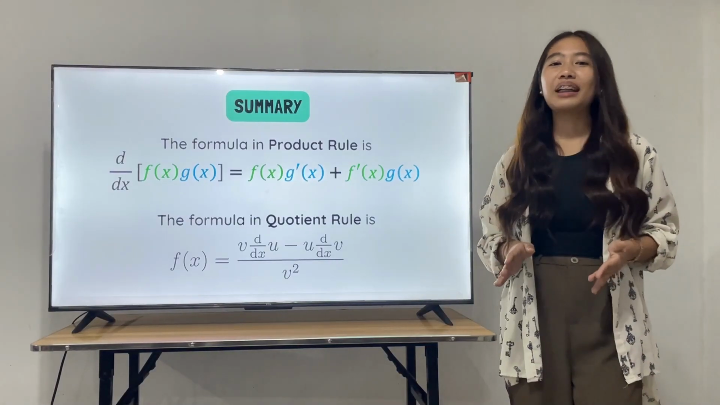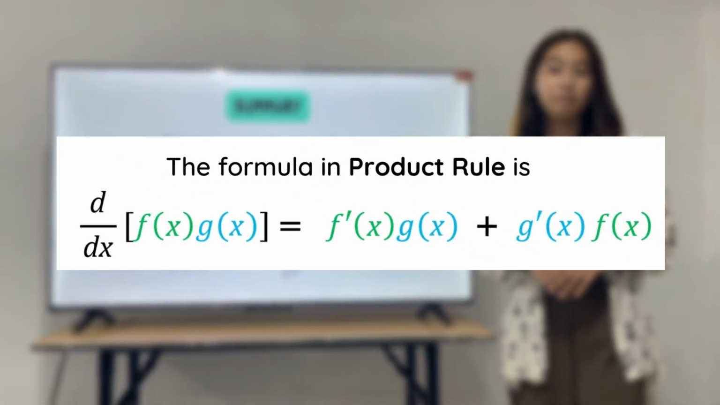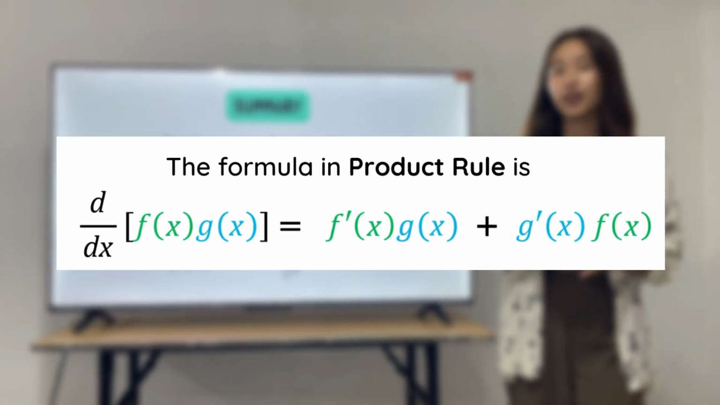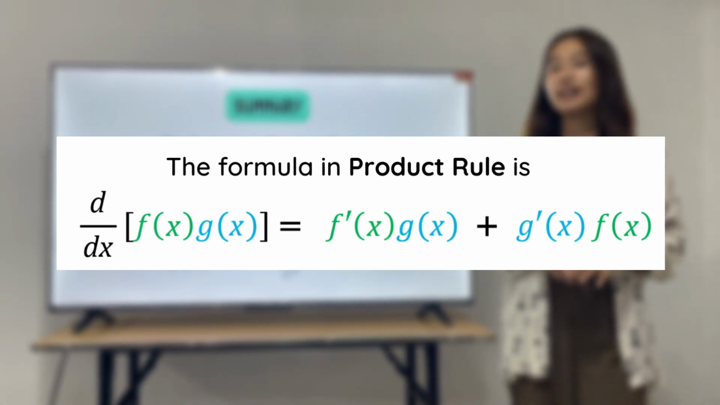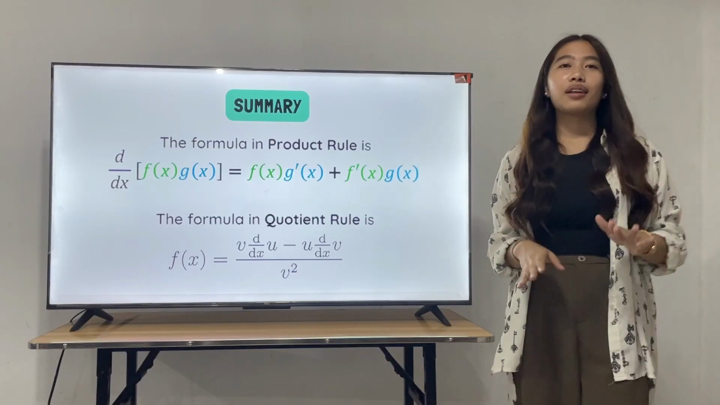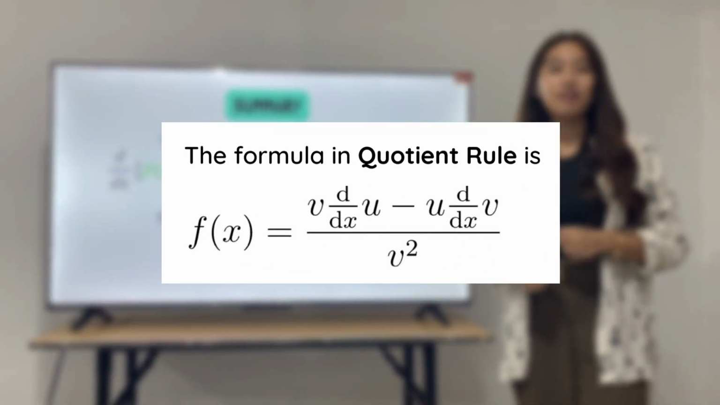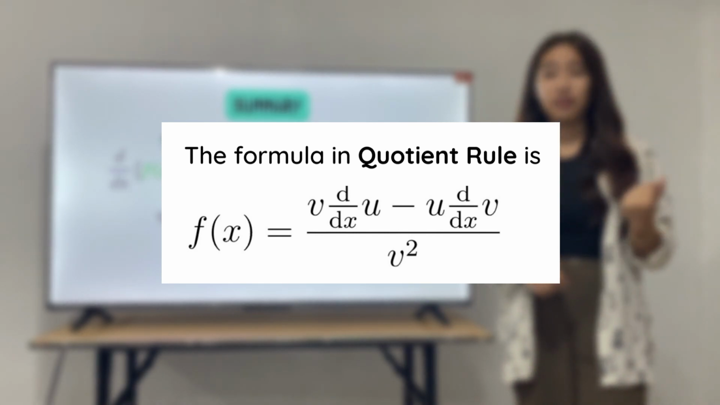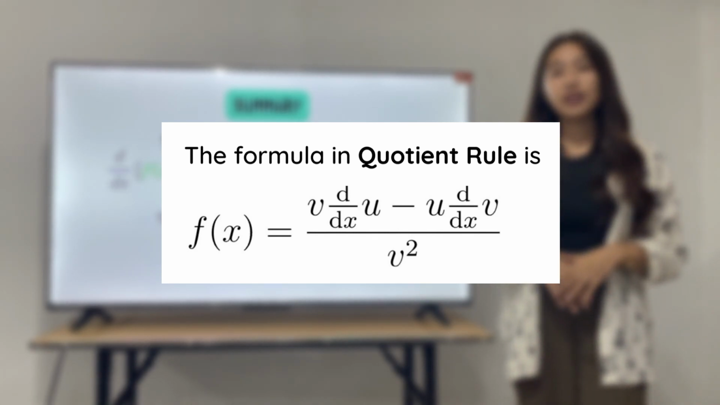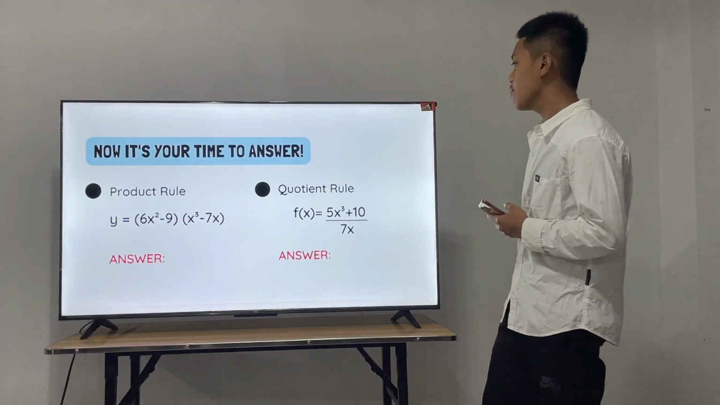To summarize it all, the formula used in the product rule is the derivative f prime of x times the original g of x plus the derivative g prime of x times the original f of x. And the formula used in the quotient rule, where we let u and v be functions of x, is v du minus u dv as the numerator, and v squared will be the denominator. Now, it's your time to answer.